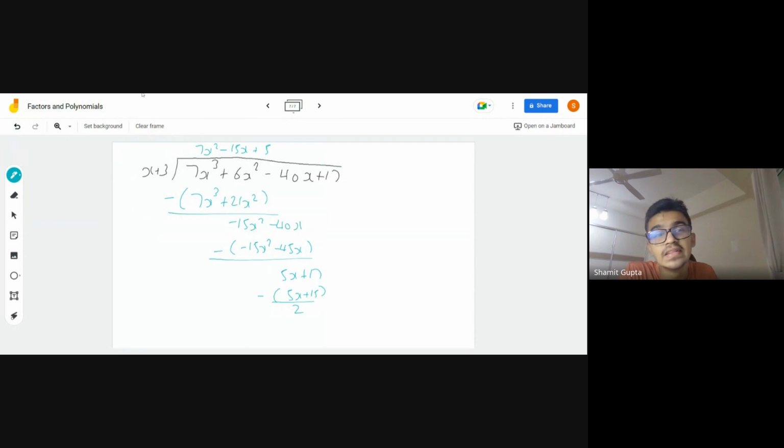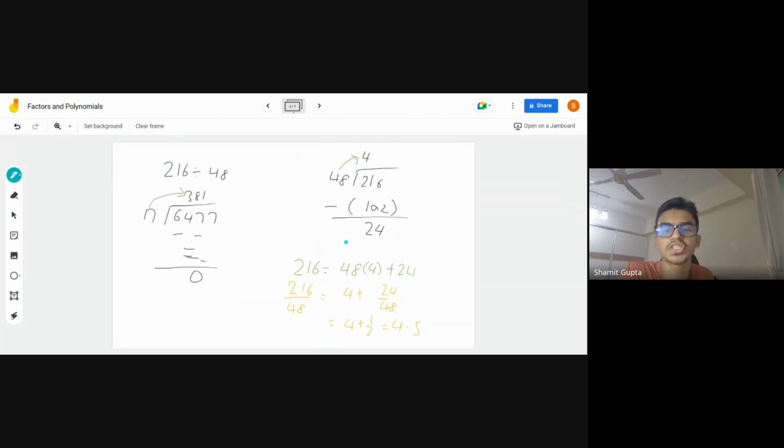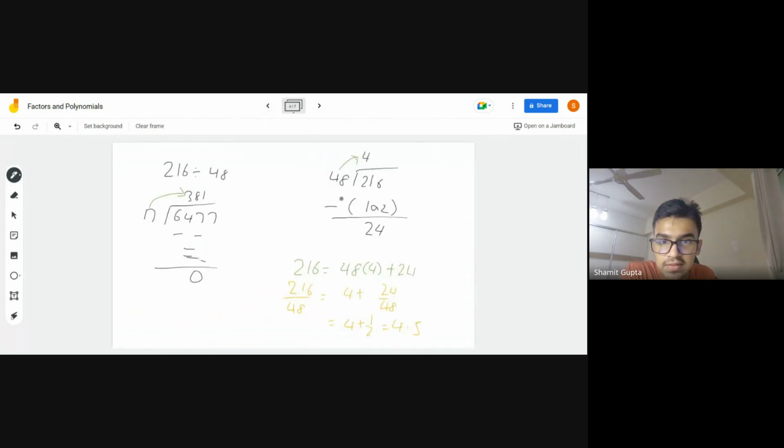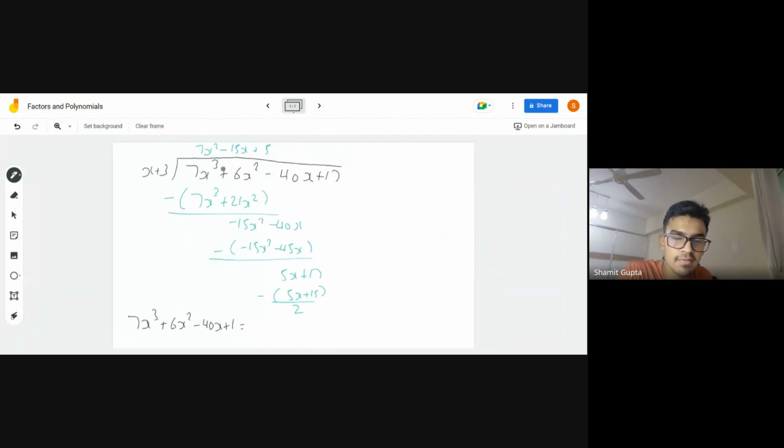Now, using the same logic, what does this mean? Using the same logic, it means that 7x cubed plus 6x squared minus 40x plus 1 is equal to, let's see, 48 times 4 plus 24. This means I can subtract x plus 3 from this these many times. This is a little bit hard in terms of x's, not the girlfriend-boyfriend one, the mathematical x.